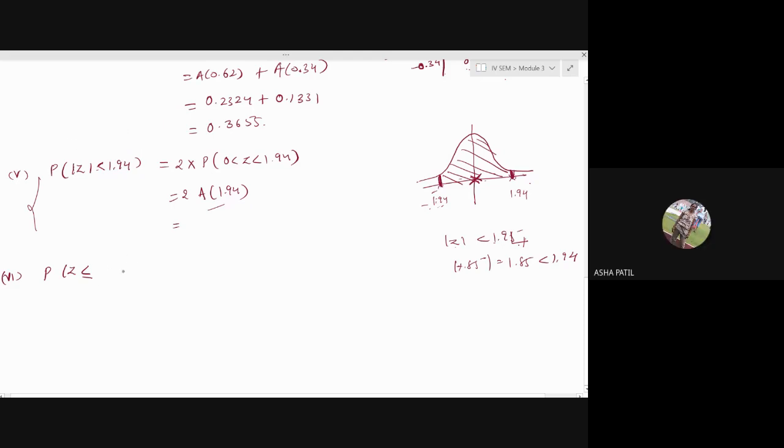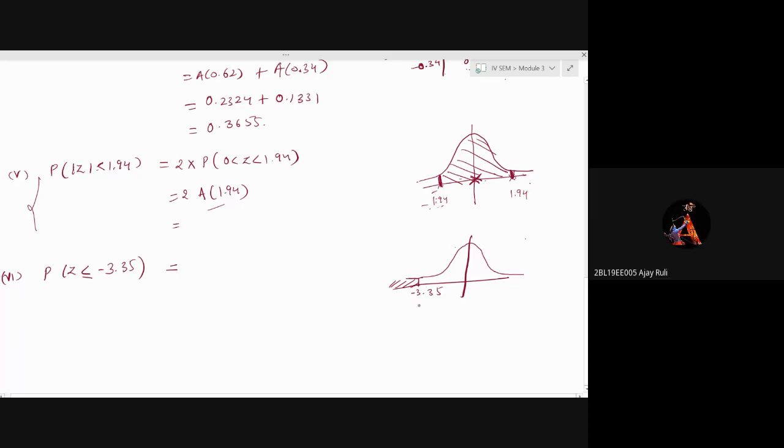Z is less than minus 3.35. It is minus, so it comes on the left side. I'll write minus 3.35 somewhere here, and Z is less than this value. That means you have to get this part. How to write this? 0.5 minus area of 3.35.